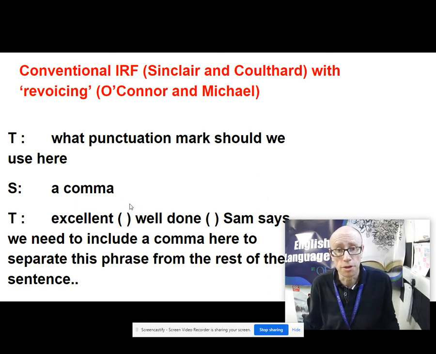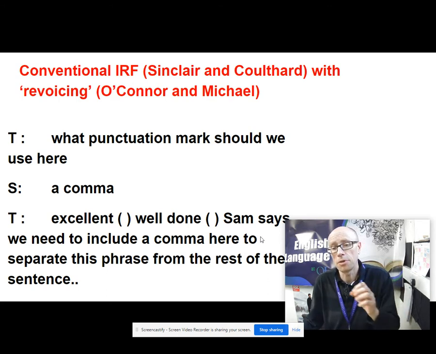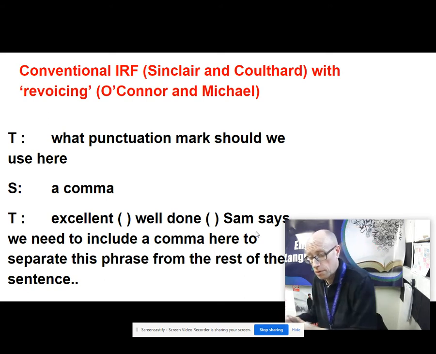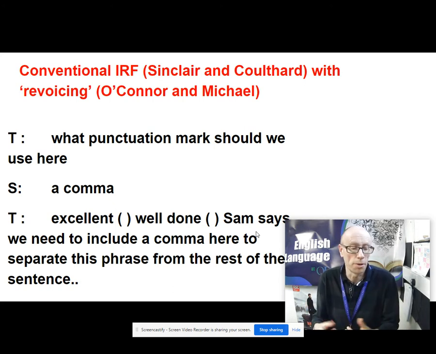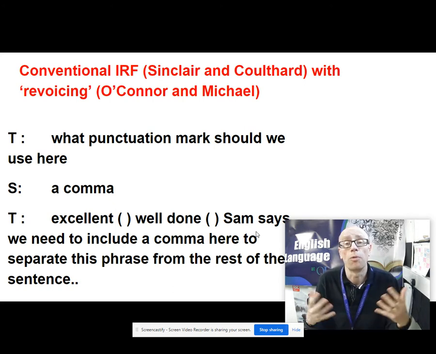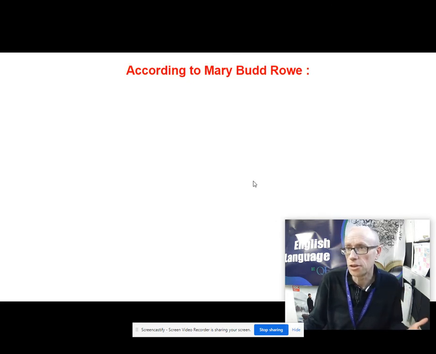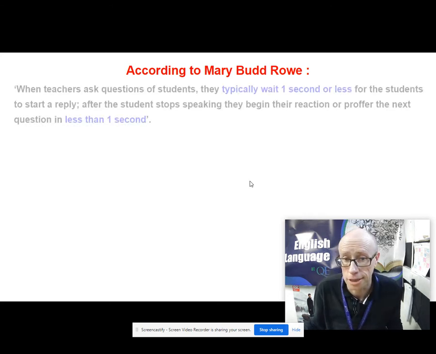You've also got the revoicing as well, though, because after the student has said comma, then the teacher says, Sam says we need to include a comma here to separate this phrase from the rest of the sentence. So they're taking the utterance by the student, but they're also drawing upon it and giving more information about where this punctuation mark goes. So you're going to see this a lot in classroom exchanges, and there's been really interesting research being done about waiting times and how long teachers wait after asking a question for an answer.